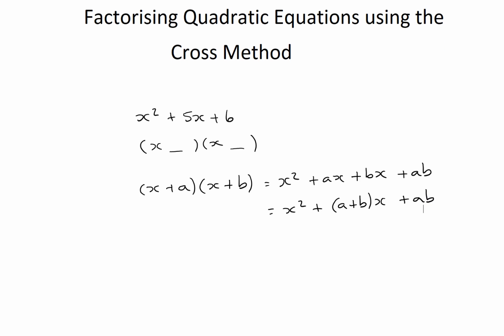Now if I compare this with our original quadratic equation of x squared plus 5x plus 6, you can see that the number at the end of the quadratic equation is equivalent to the product of pronumerals a and b. So a times b gives us plus 6 in this case, and the sum of a and b gives us the coefficient of x. So a plus b in this case is equal to plus 5.